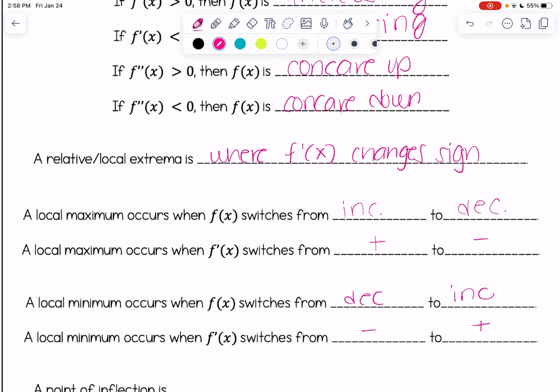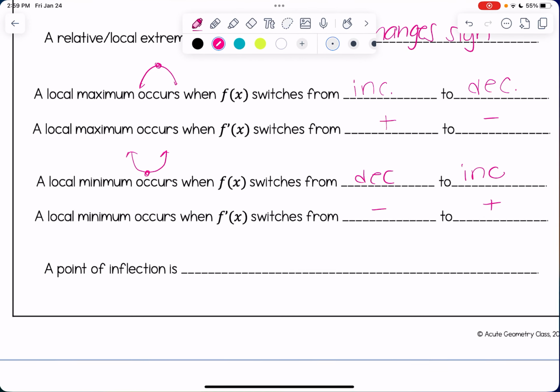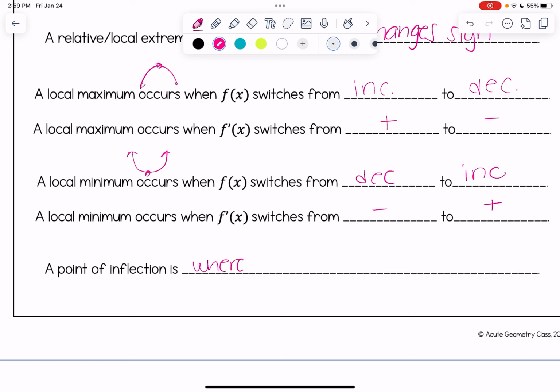So if I draw a graph that has a maximum, for instance, I can see here that it switches from increasing to decreasing, and therefore from a positive derivative to a negative derivative. If I draw a graph that has a minimum, I can clearly see now that it switches from decreasing to increasing, or the derivative changes from negative to positive. And finally, our last recap fact is that a point of inflection is where the second derivative changes sign.